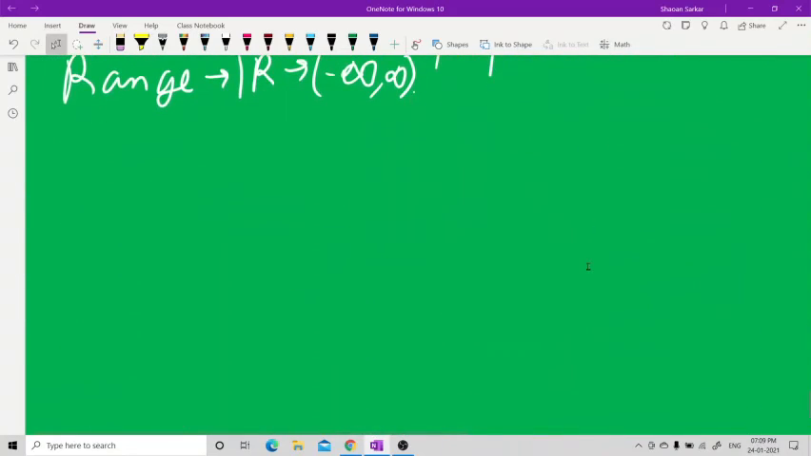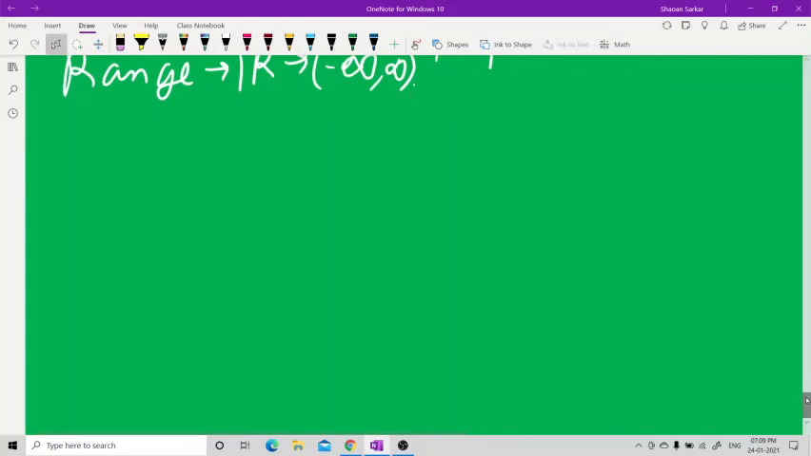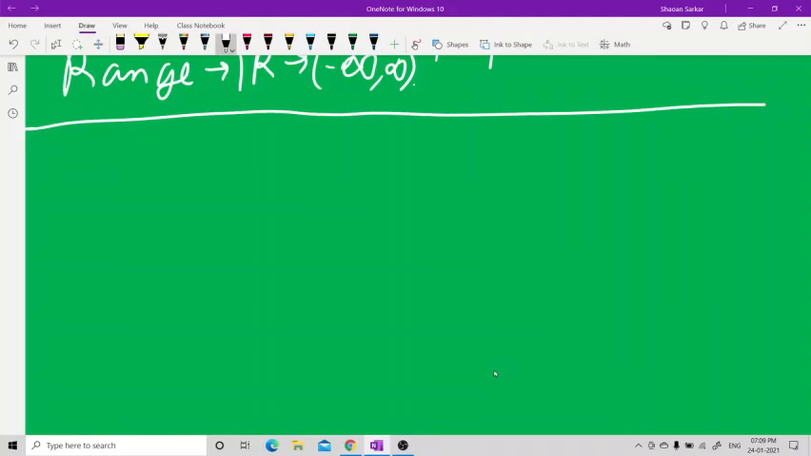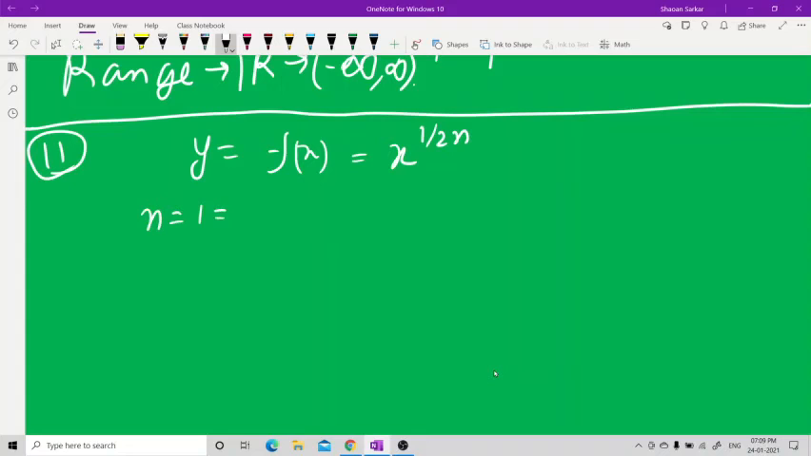Now let's do this. I think this is the 10th one. Wait a minute. Let me check if it is the 10th one. It is the 10th. Now we will do the 11th one. This is the 11th one. And we are doing y equal to f(x) equal to x to the power of 1 upon 2n. When n is 1, we will get y equal to x to the power of half, under root x basically. N equal to 2, you will get y equal to x to the power of 1 upon 4, and so on and so forth.